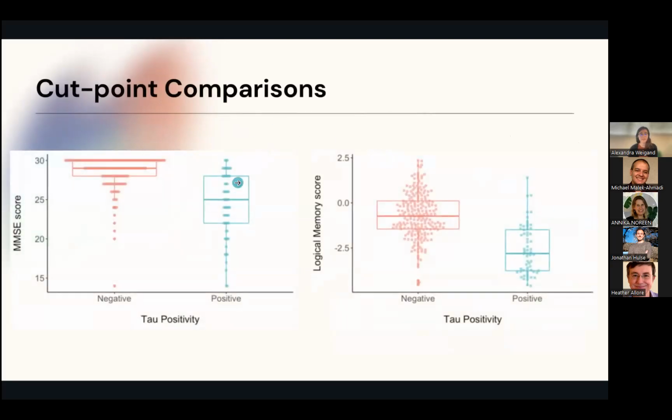Other outcomes I was interested in looking at were MMSE score and logical memory score. Again, unsurprisingly, the tau positive group was lower in terms of their overall cognition and their memory. And again, that Cohen's d was looking at which cut point method really maximally differentiated these groups in terms of these variables.